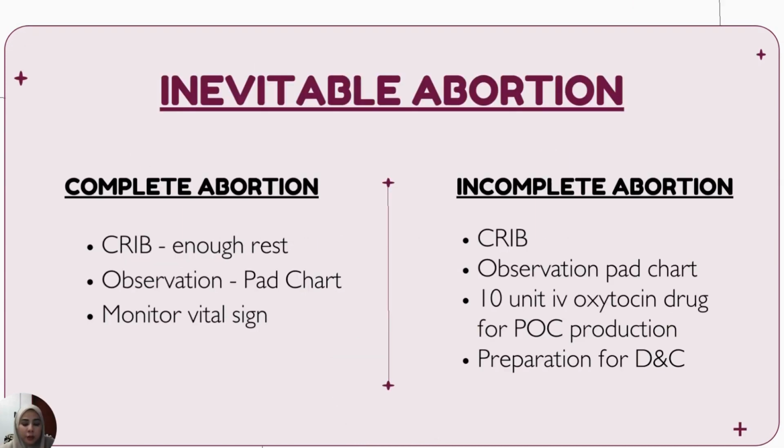For the complete abortion, under inevitable abortion, the management for complete abortion includes patient put on complete rest in bed and observation, put under peg chart and monitor the vital signs. For the incomplete abortion, patient will be put under complete rest in bed, observation, peg chart, 10 unit IV oxytocin drug for product of conception expulsion, and preparation for dilatation and curettage.